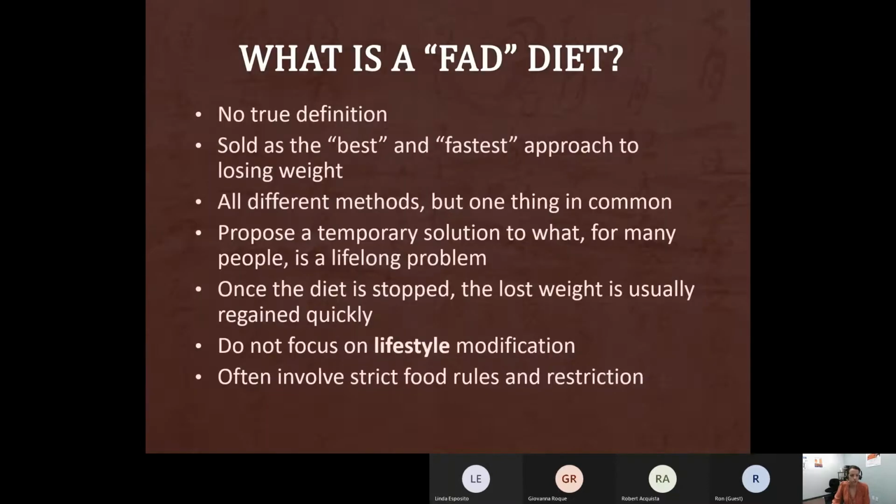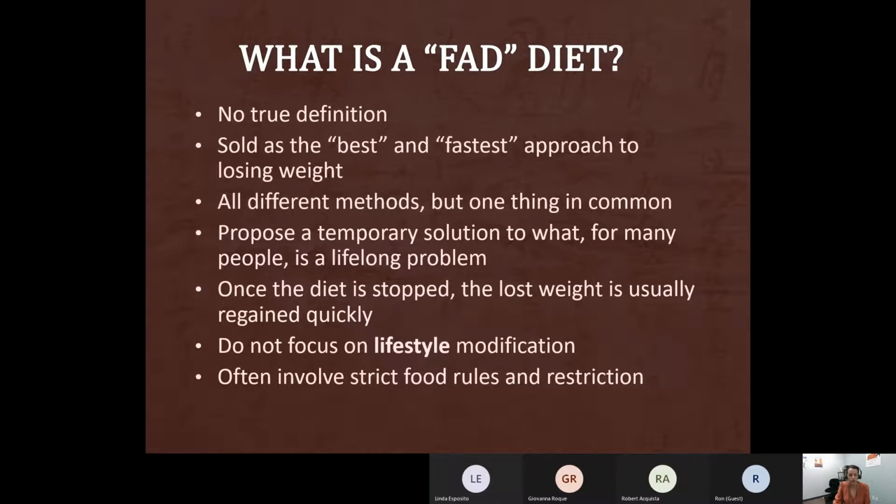But the definition of a fad diet, there really is no true blue definition. However, it is sold as the quote best and fastest approach to losing weight. So there are all different methods, but one thing in common is it's a temporary solution. For many people, that is a lifelong problem. So we're trying to basically put a Band-Aid on the issue when it's really a lifelong journey in our eating habits. And normally once the diet is stopped, the weight that was lost is usually regained very quickly. And we'll go over why that is.